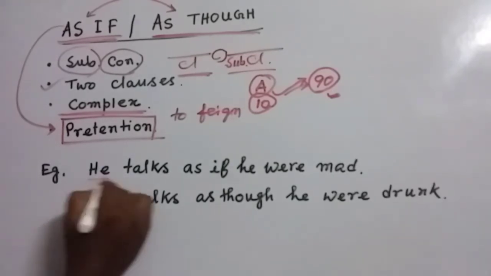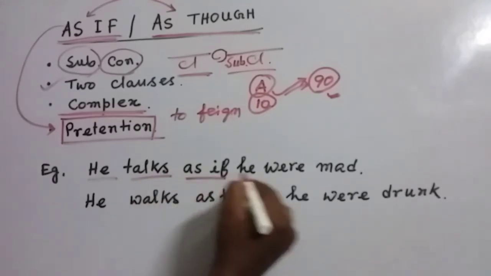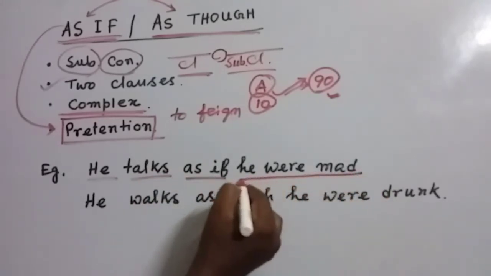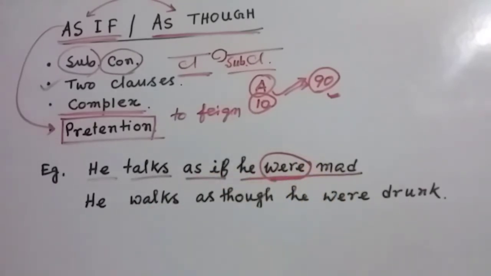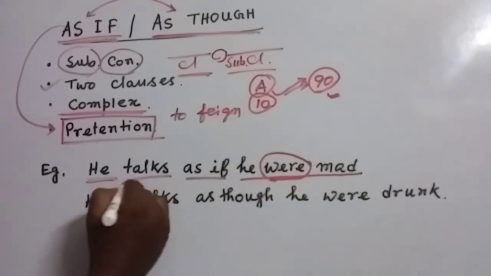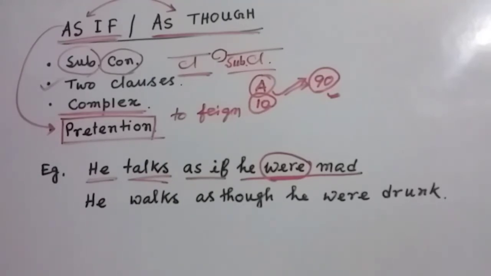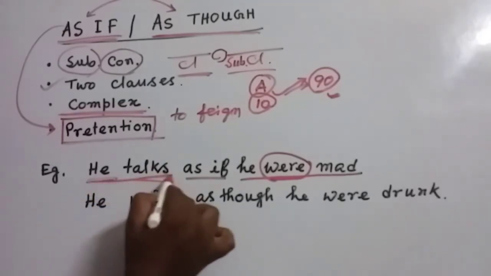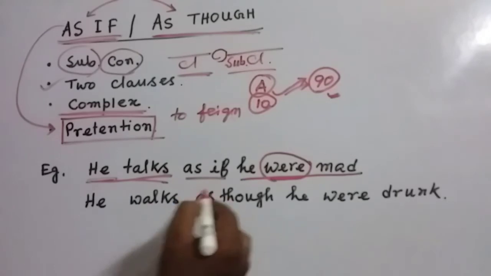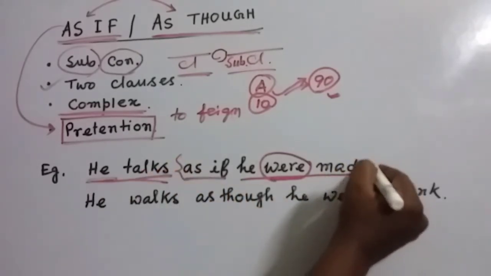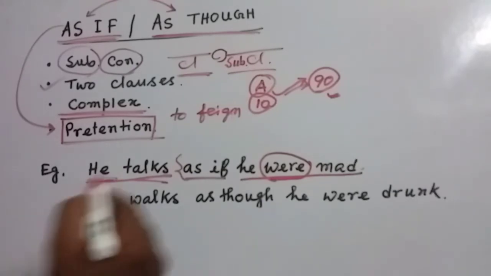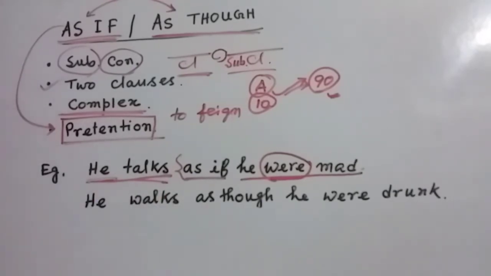Let's look at this. He talks as if he were mad. Think about the usage of this verb, my dear friends. He talks as if he were mad. So think first: he talks, this is the principal clause. And after that, from as if up to the end, it is the subordinate clause. And here, as I told you, it is an imaginary sentence. It is a hypothetical sentence.